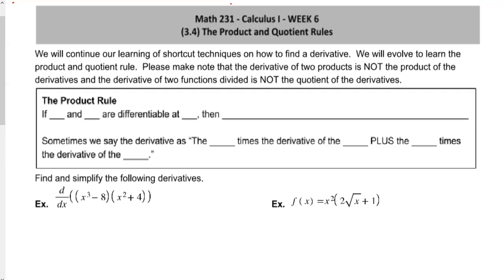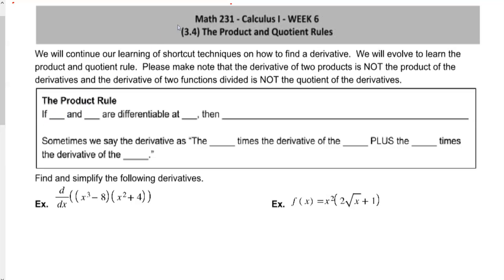Please make note that the derivative of two products is not the product of the derivatives, and the derivative of two functions divided by each other is not the quotient of the derivatives. So it's just not as easy as taking the derivative of each one of the individual functions and putting that together, okay? So you have to know the rules.